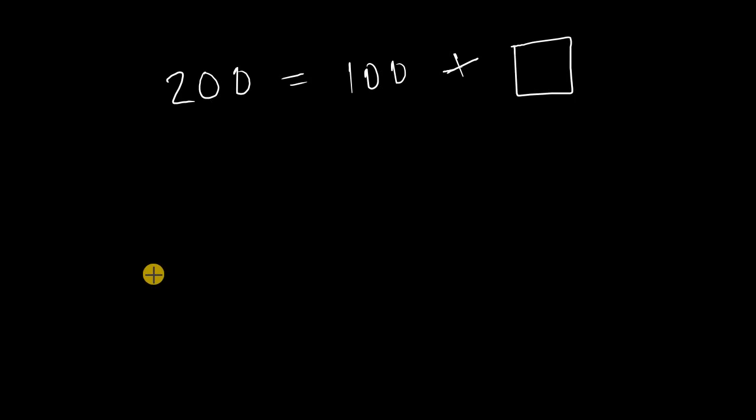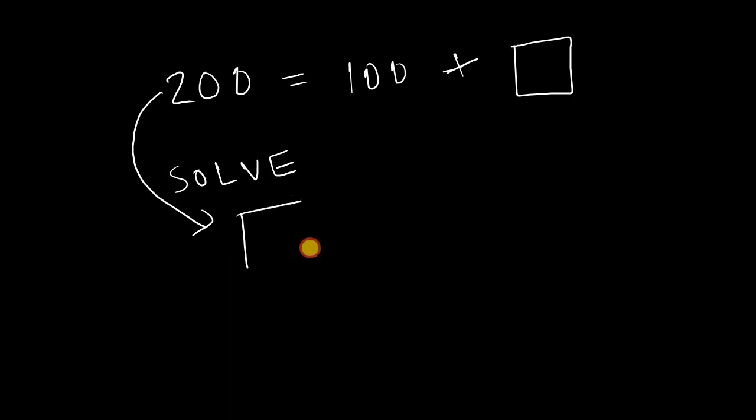So how am I going to solve this? Remember, when I say I want to solve this, I need something like this, which is box equal to something. This is what I want. Yes, this is what I want. So if I want this sort of thing, what should I do?